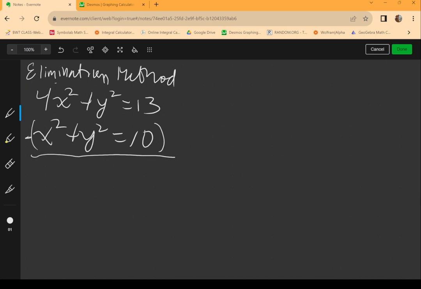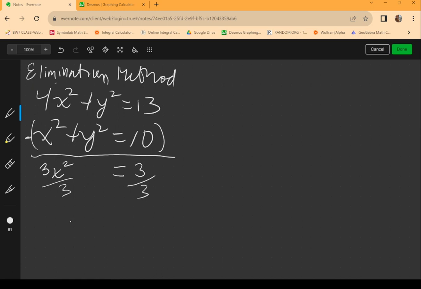Right, so what we have here, I can think 4x squared minus 1x squared leaves me 3x squared. Here we have minus y squared plus y squared is 0, right? What I wanted was to eliminate one of the variables. And here we have 13 minus 10 gives me 3. Right, and now I can solve this basic equation in one variable.